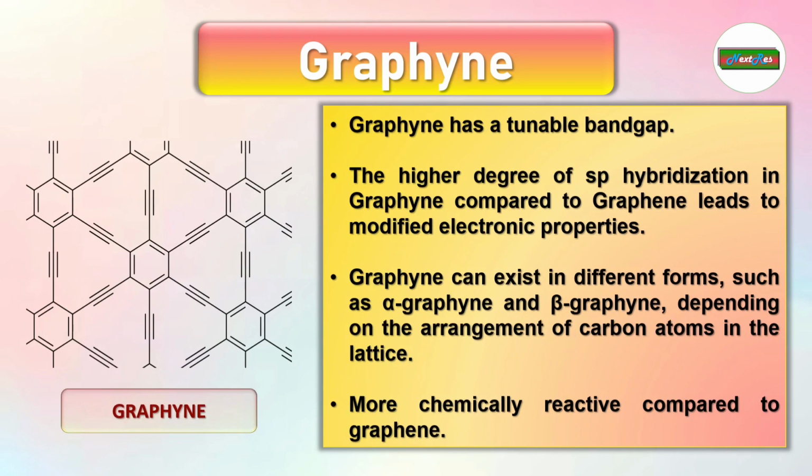Now coming to graphyne, which is another form of carbon allotrope that can be thought of as an extended version of graphene. It is composed of sp and sp2 hybridized carbon atoms arranged in a lattice structure. Graphyne can exist in different forms, including alpha graphyne and beta graphyne, which have different arrangements of carbon atoms. Graphyne has a higher degree of sp hybridization compared to graphene, giving it interesting electronic properties. It is predicted to possess a tunable bandgap, which could be useful in semiconductor applications.